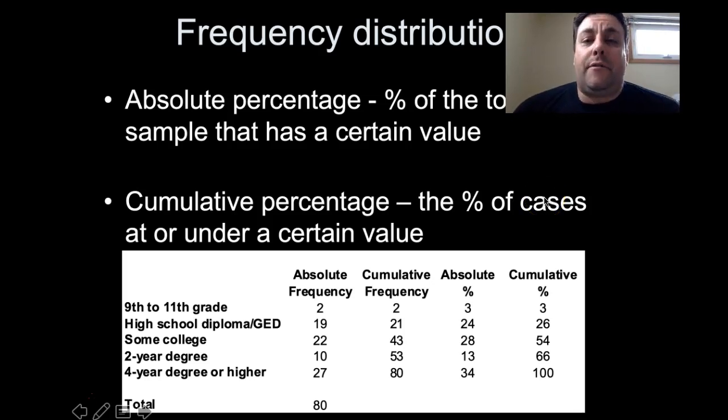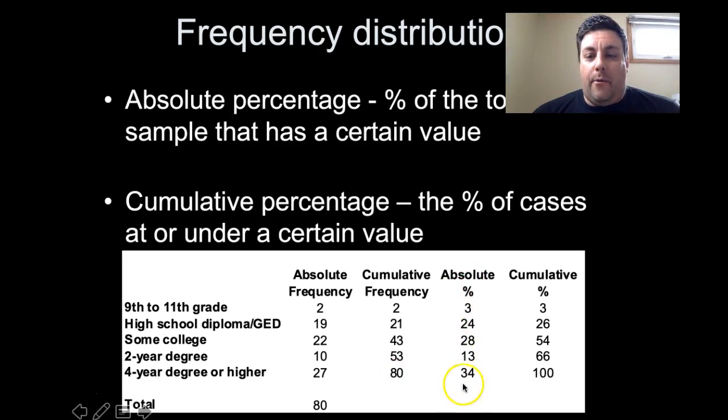We can also express frequency as a percentage. You get the same idea here. There's an absolute percentage, which is the percentage of the total sample that has a certain value. And then a cumulative percentage, which is the percentage of cases that simply fall underneath a certain value. And I've done that math for you here on this slide. You can see the cumulative and the absolute percentages. Now note, if we were to add up all of the numbers in the absolute frequency, we would get to 80, which is the same as this number here, right?